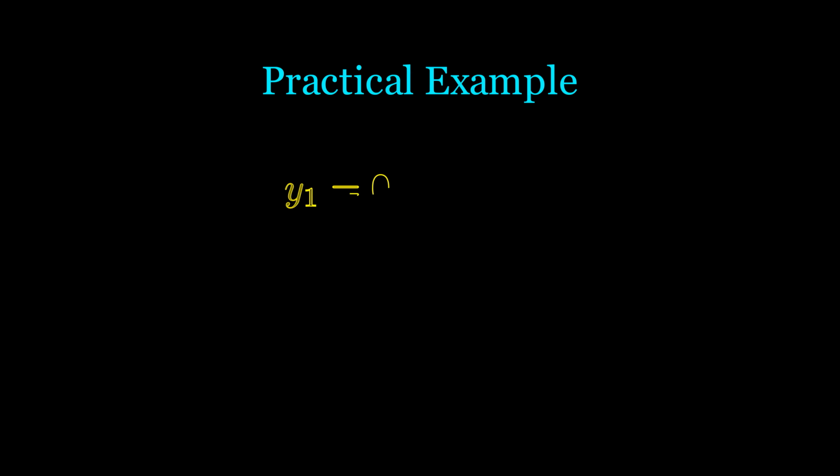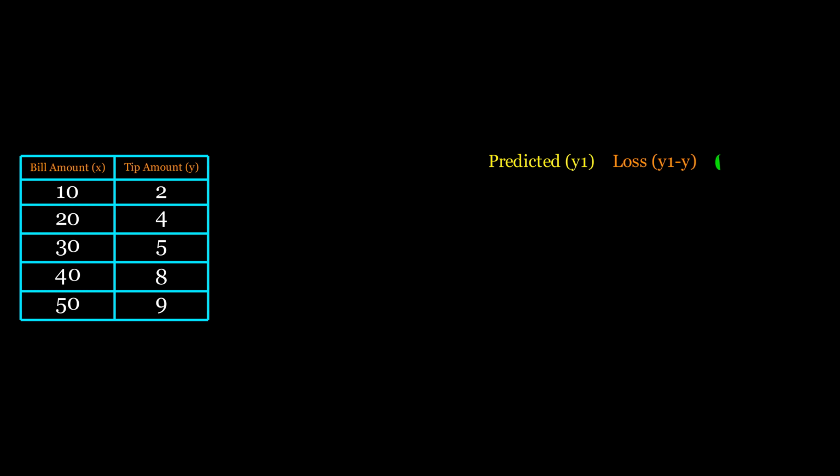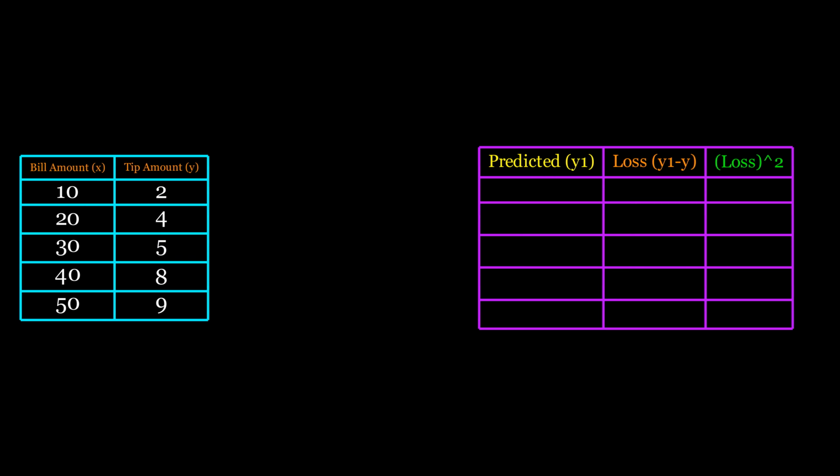To truly grasp the concept of a loss function, we will work through a practical example before deriving its formal equation. Let's return to the 2 candidate lines we previously visualized: y1 equals 0.18x plus 0.2 and y2 equals 0.16x plus 0.8. We will now perform the necessary calculations to determine which of these lines provides the most accurate fit for our dataset. Let's walk through the step-by-step calculation of the loss function.